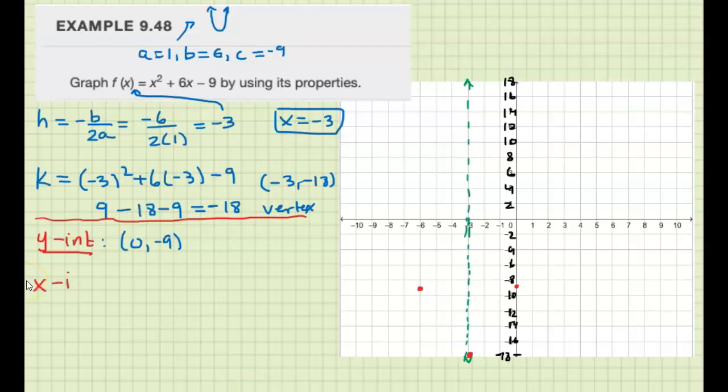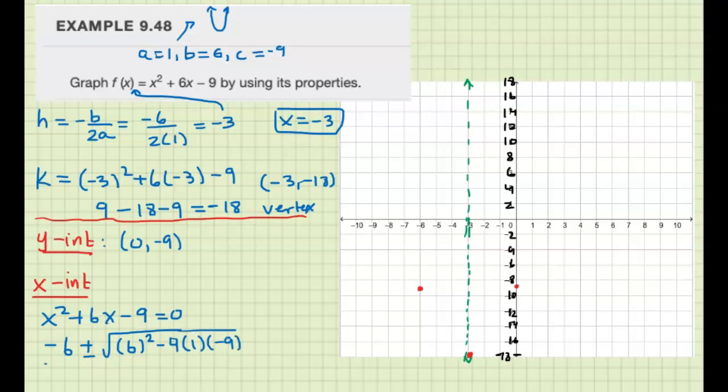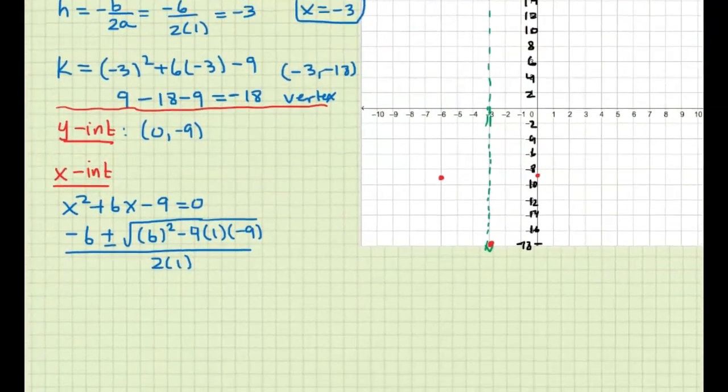Now we're going to find the x-intercepts. There are going to be 2 because it has to cross. So we have x squared plus 6x minus 9 equal to 0. I don't think this factors, so let's do the quadratic formula: negative b plus or minus the square root of b squared minus 4 times a times c, divided by 2a.